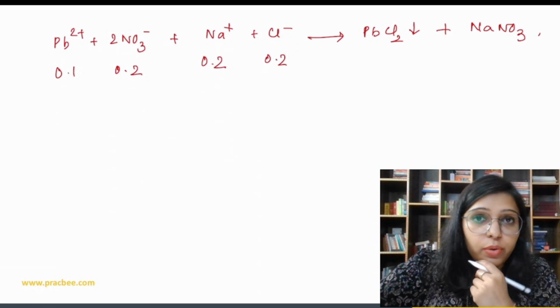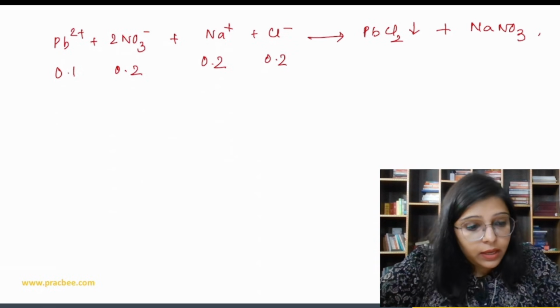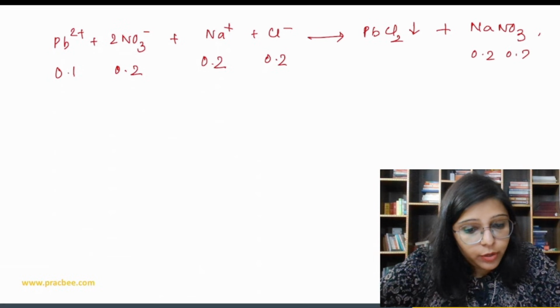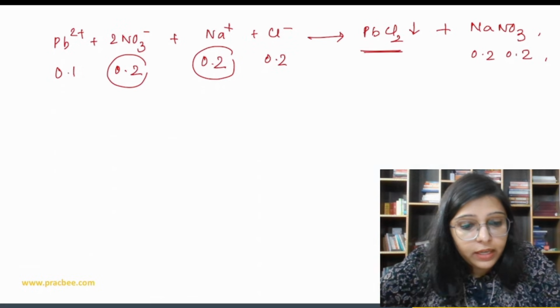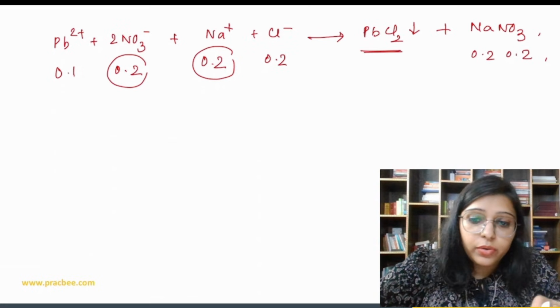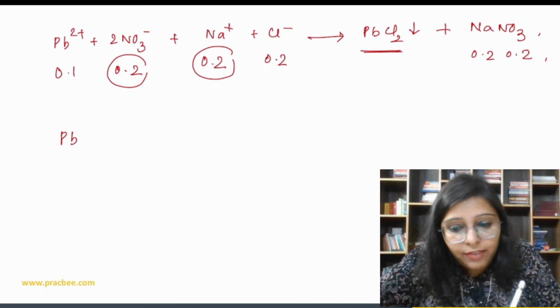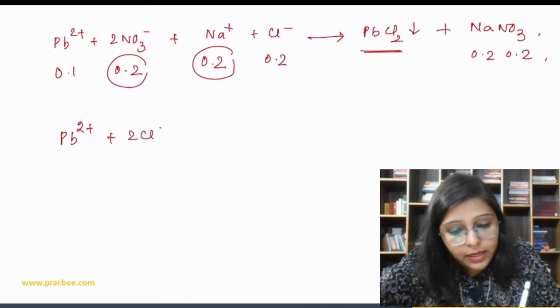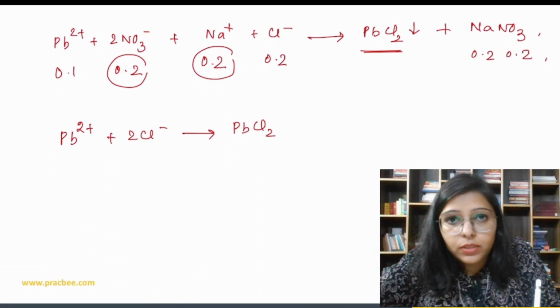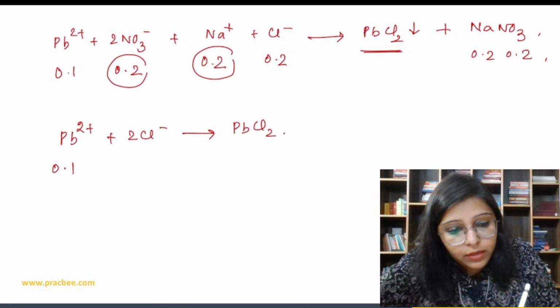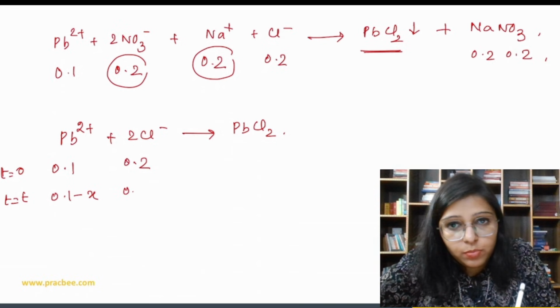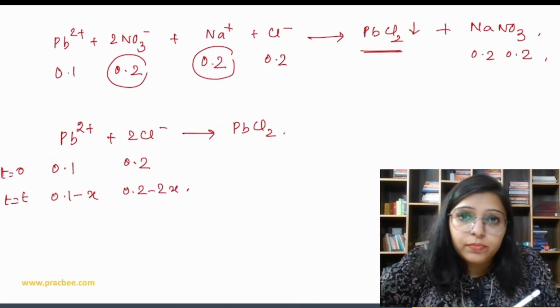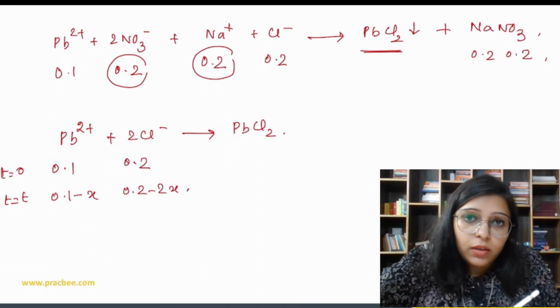What we are going to do? So see, here this is 0.2, this is 0.2, concentration. Now for lead chloride, how to find out? We have Pb2 plus and 2Cl minus and it will form PbCl2. So Pb2 plus is 0.1, Cl minus is 0.2. After the reaction, we have 0.1 minus x and this is 0.2 minus 2x. Clear? 0.2 minus 2x.